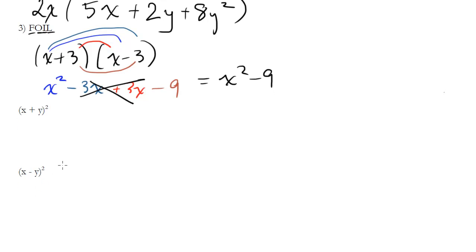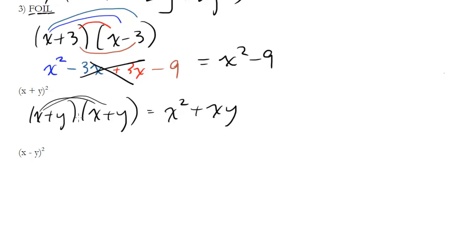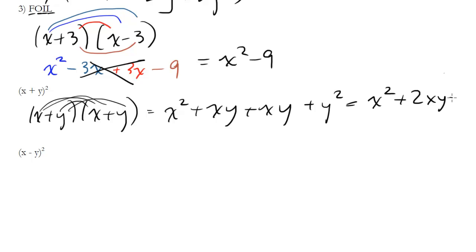Let's look at some examples of some other ways of foiling. How about x plus y squared? Is another one that's useful to remember. Let me go ahead and just foil this for you. So x times x gives us x squared. X times y gives us xy. Y times x gives us another xy. And then y times y gives us y squared. And if I combine this together, I'll get x squared plus 2xy plus y squared.